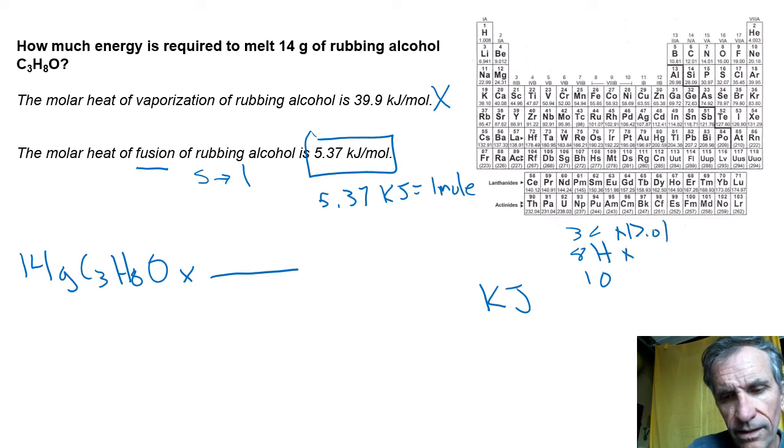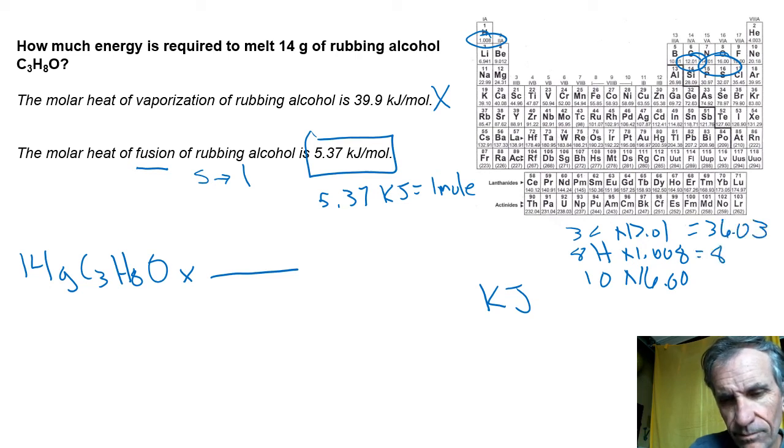12.01, 1.008, 16. Are those the right numbers? I hope so. Yeah, those look right. Let's put it all together. 36 and 8.064 and 16. The grand total is, I'm going to have to work it out.